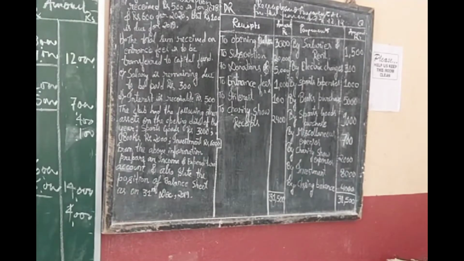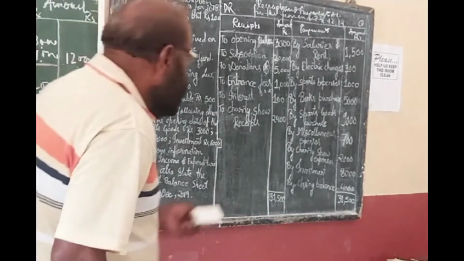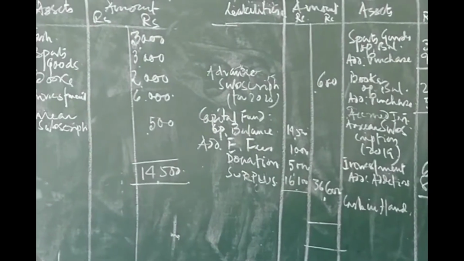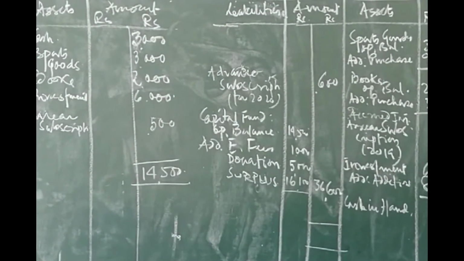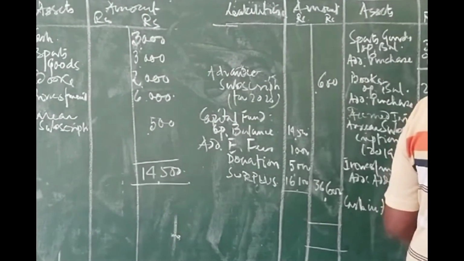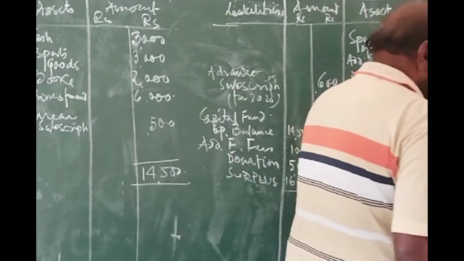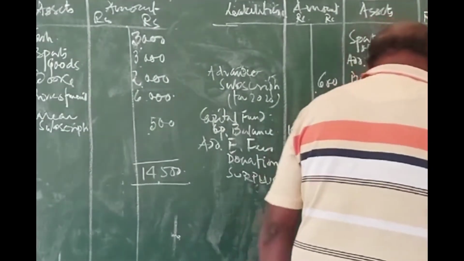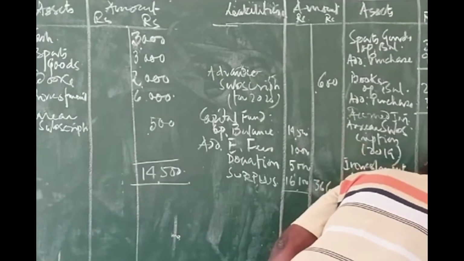So is it total cost? 57,500. Anything left? Books purchase how much? Oh, books purchase 5,000. Okay, books purchase. Let's just make the total. We see what is the problem.